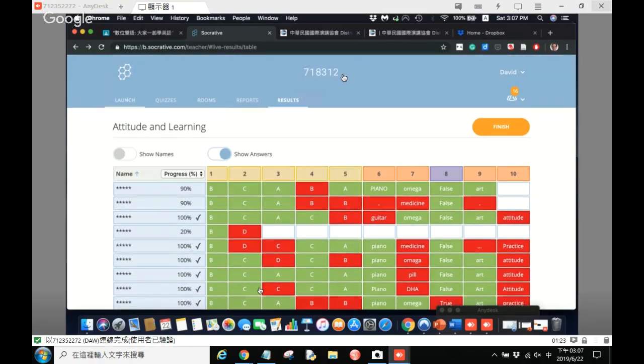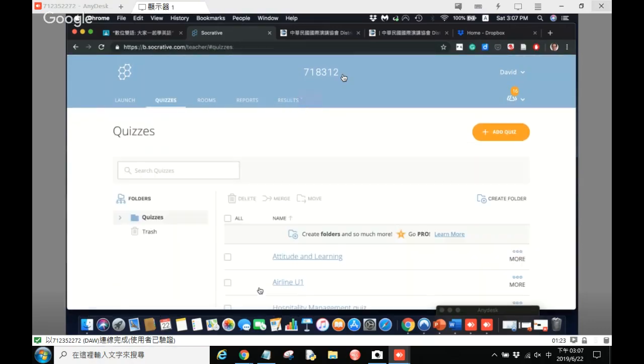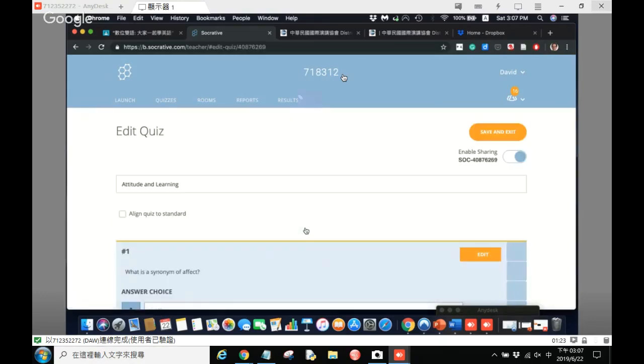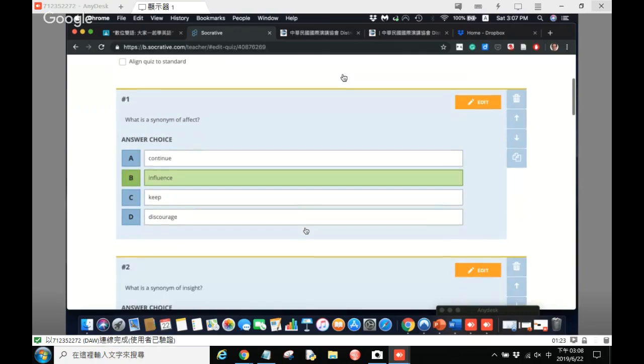I'm going to go back to quizzes, so you can keep taking it if you want. And I'm going to go here to talk about it. These are the quizzes, these are the questions I set up. So what is a synonym of affect?